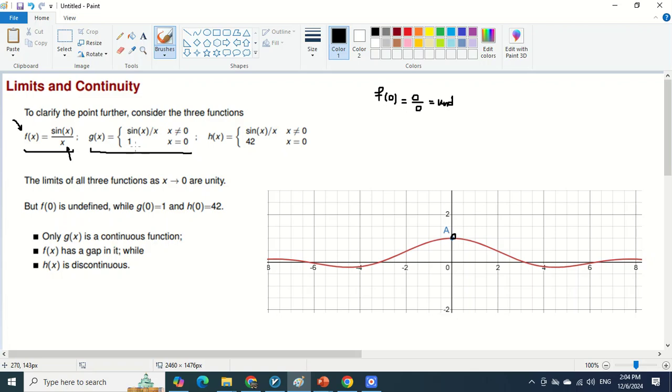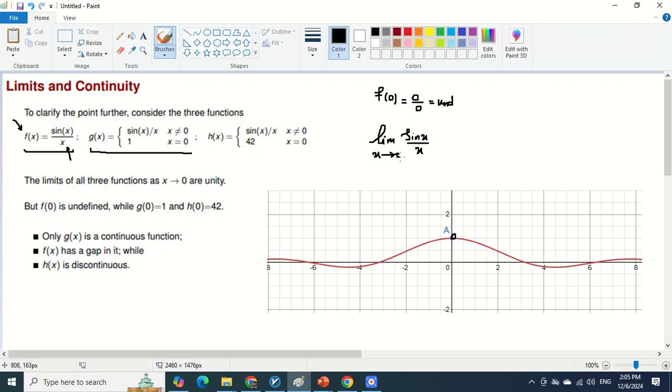So why is it continuous? Because when you calculate the limit of this function at the point 0, that means you calculate the limit of g of x, so you should calculate the limit of sine of x over x. The important thing about the limit is the neighbors, not that exact value. So when we want to calculate the limit of g of x when x tends to 0, we should put the value of sine of x over x.